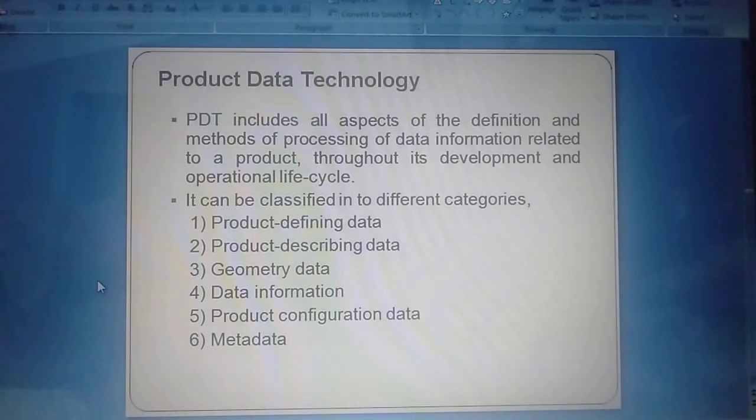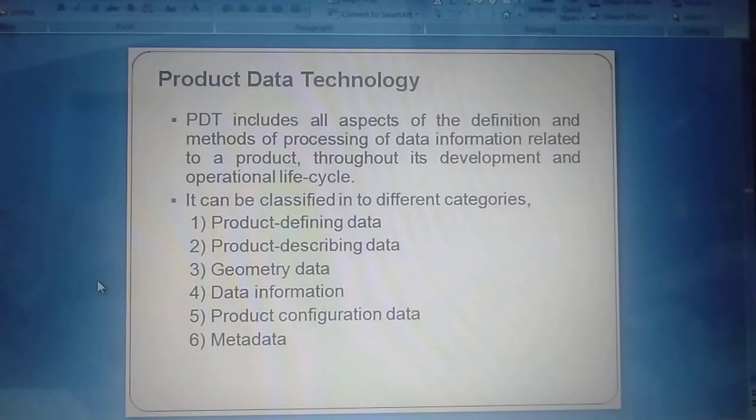Next is product describing data. It relates to the technical product documentation and includes all the information that can be found in the bill of material list. This is the second one, product describing data, that is the bill of material. So at a glance, you can have the total information about that particular product.